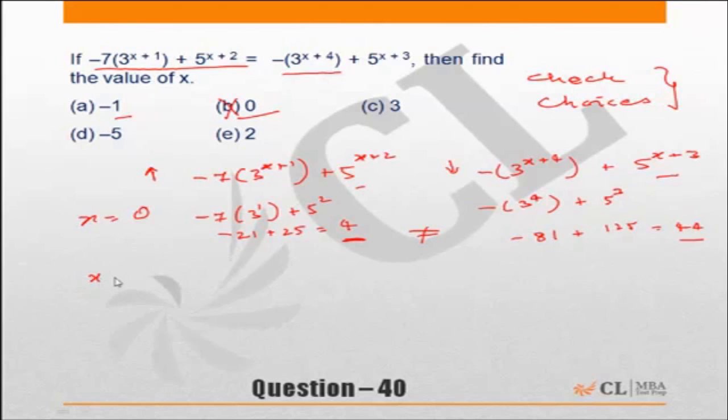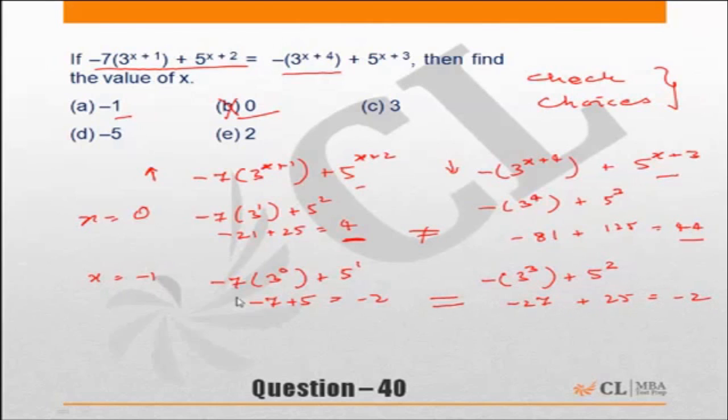So if you put x equal to minus 1, left hand side becomes minus 7 into 3 to power 0 plus 5 to power 1. And right hand side becomes minus of 3 to power 3, because x is minus 1, plus 5 to power x plus 3, which is 3 minus 1, 2, 5 square. So left hand side becomes minus 7 plus 5, which is equal to minus 2. Right hand side becomes minus 27 plus 25, which is minus 2. Both of them are equal. So x equal to minus 1 is the correct answer. Mark it and move on to the next one.